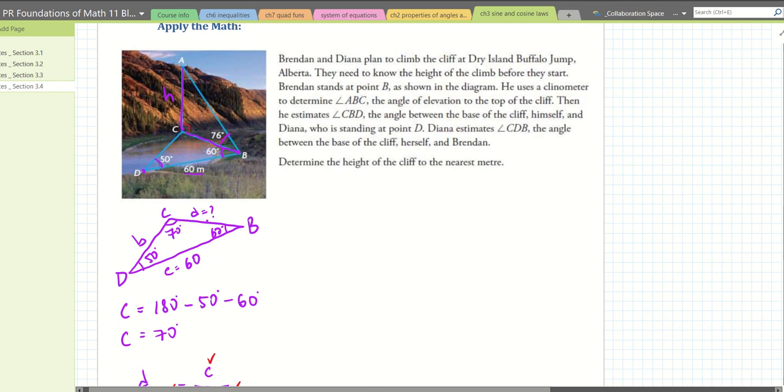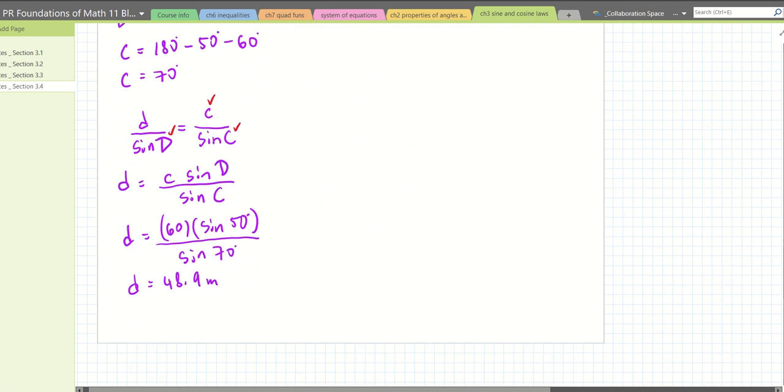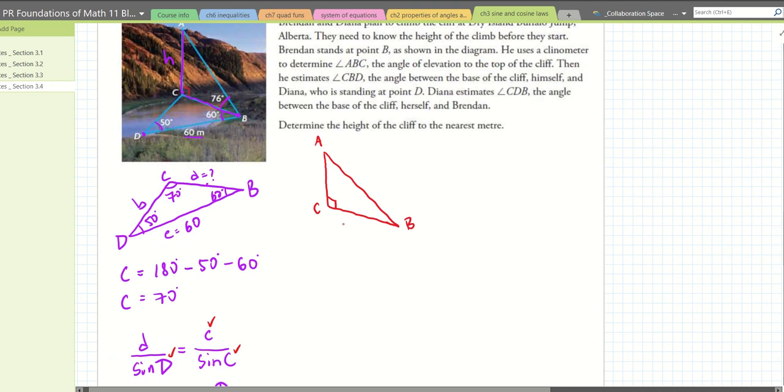So now we have this. The other triangle looks like this. Okay, which is a right angle triangle. And now we know this is point A, point B, point C. Now we know this length here, which we found to be 48.9. So this is 48.9 meters here. And we also know the angle is 76 degrees.